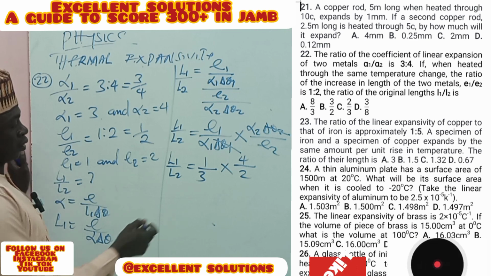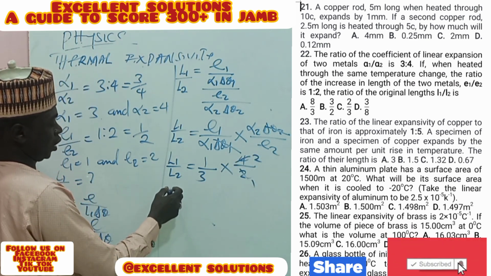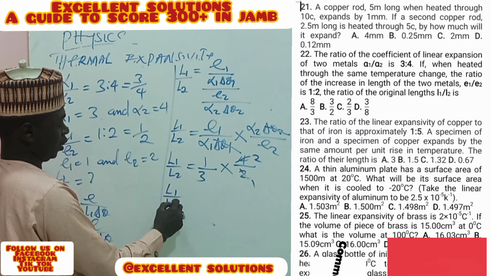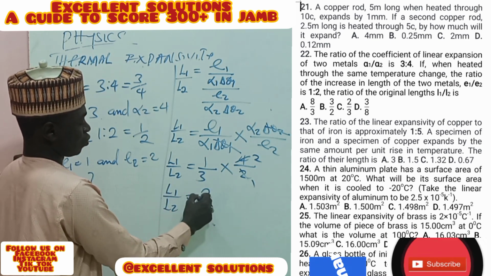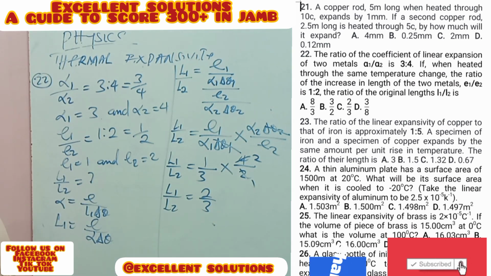So if we look here, 2 here, 1, 2 here, 2. So we now have finally L1 over L2 equal to 2 over 3. So if we look at our options, in option C we have 2 over 3. The answer is C.